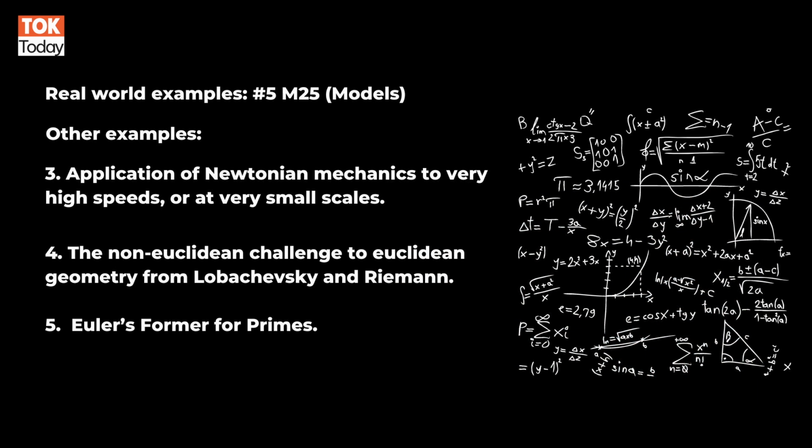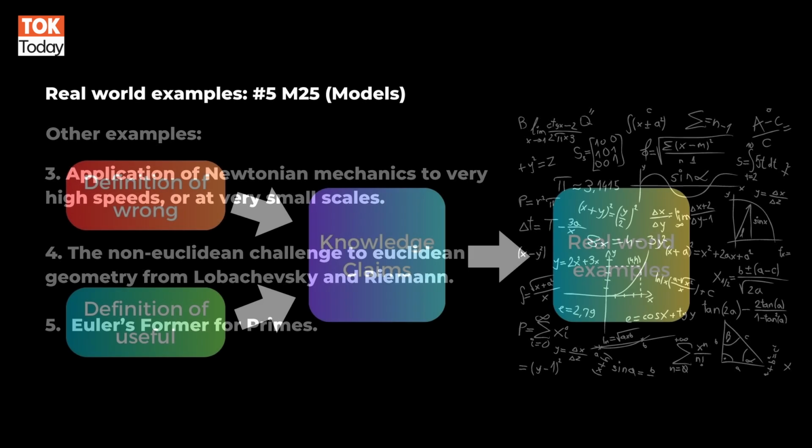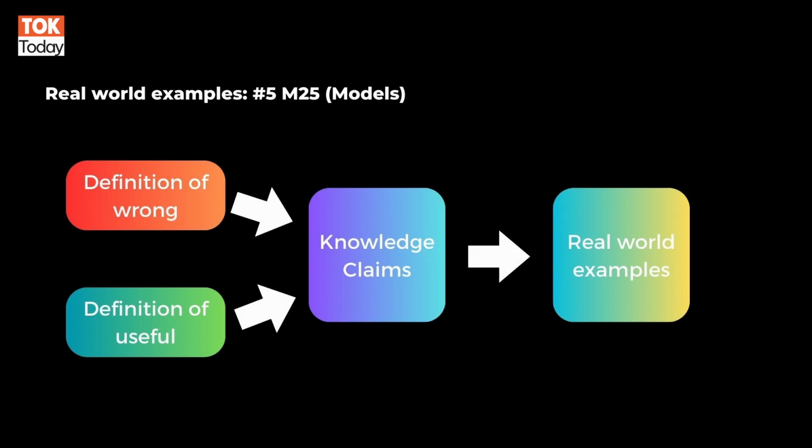Other examples could include the problems of applying Newtonian mechanics at very high speeds or in extremely small scales. Other examples could be the non-Euclidean challenge to Euclidean geometry from Lobachevsky and Riemann, and Euler's formula for primes, which was initially believed to be correct but was later shown to be flawed, but nonetheless led to significant advances in number theory.